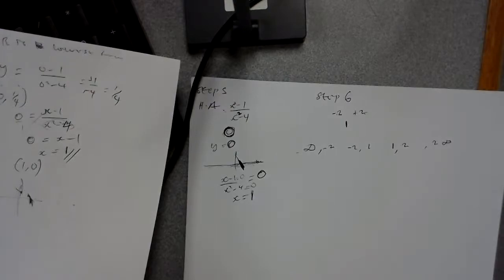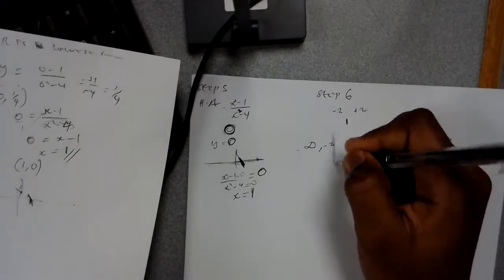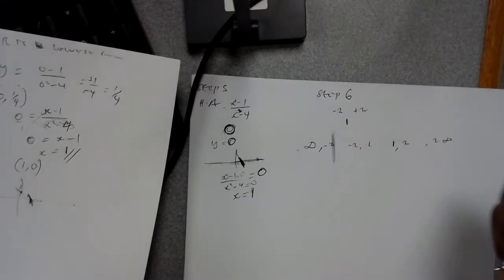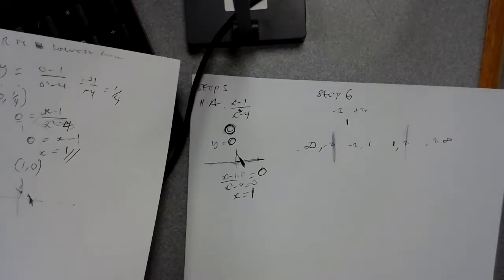Those are going to be the intervals of the graph, because at this point here we get the vertical asymptote, and there's also a vertical asymptote at this 2 here. So these are going to be the intervals of the graph.